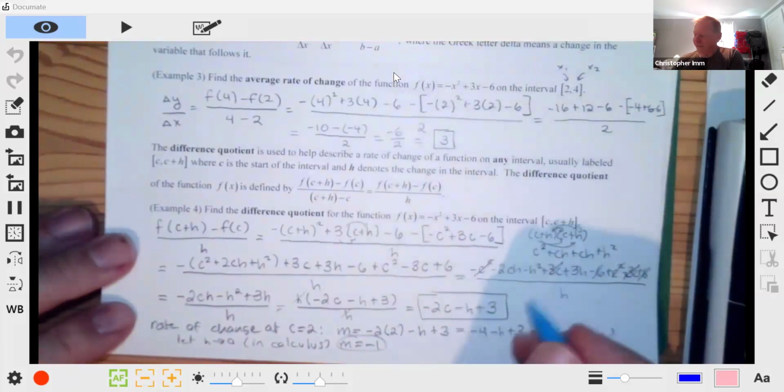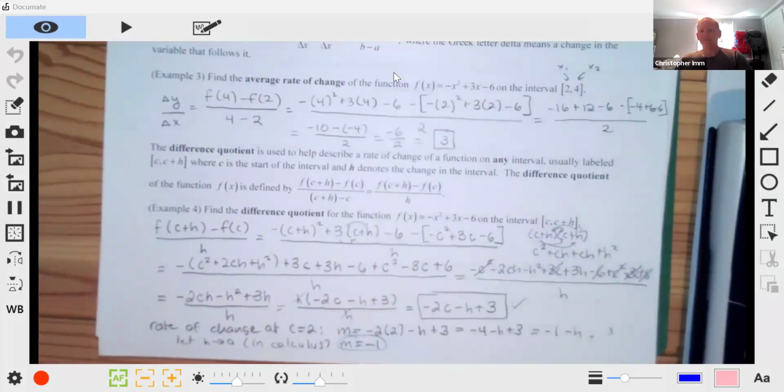What you're responsible for is just this difference quotient, though. All right, very interesting stuff. I hope this has helped.